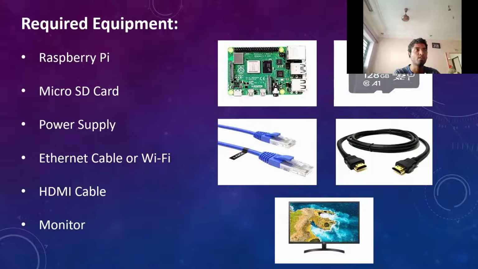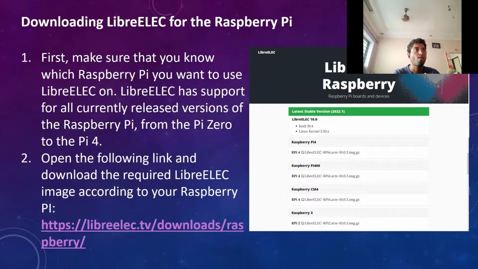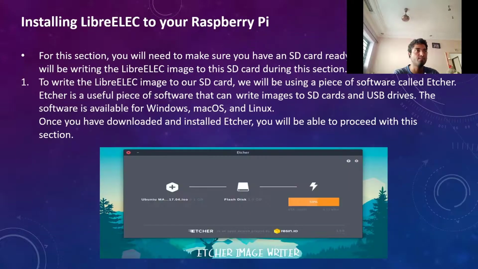So the following equipment is required: a Raspberry Pi, micro SD card, power supply, Ethernet cable, an HDMI cable, and a monitor. So first we make sure that we know which Raspberry Pi we want to use LibreElec on. LibreElec has support for all currently released versions of Raspberry Pi from Pi 0 to Pi 4. So to download LibreElec software, click on the link mentioned in the slide.